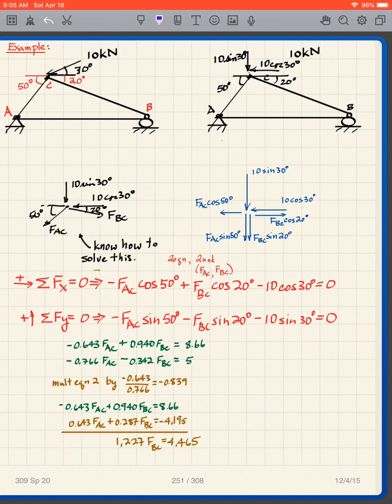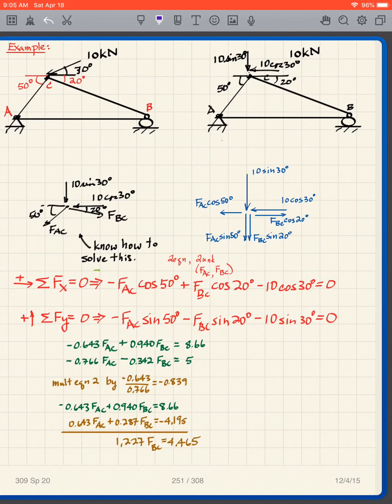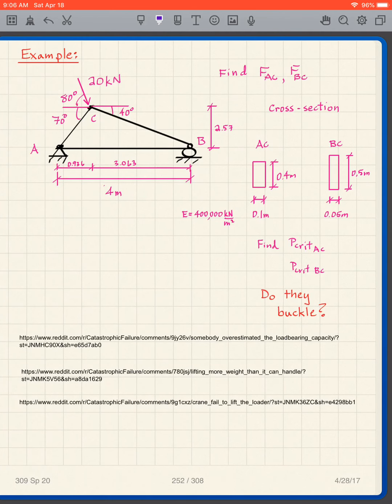However you want to do it, you can set up these expressions. In other words, I simply put in the sines and cosines and moved the 10 cosine 30 and 10 sine 30 to the right hand side. Set up this set of equations so that you can put them into your calculator or solve it. I'm not going to go through this. You can read this. I've done it longhand, but you are expected to be able to solve two equations, two unknowns. Okay, I'll stop there.